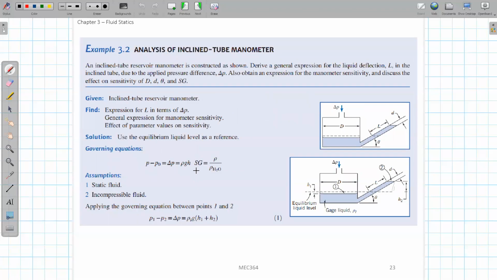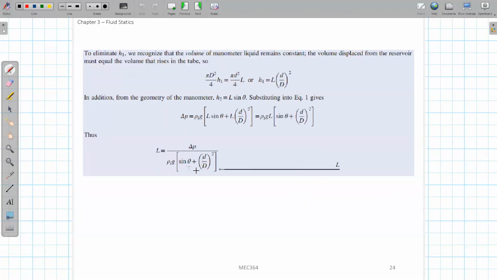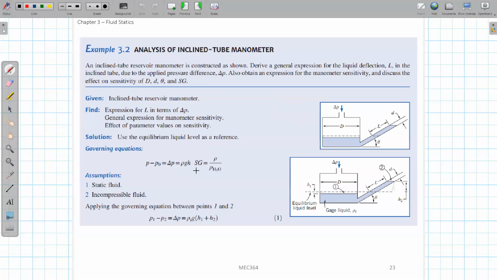So forget about this sensitivity. It's not required here. Any questions for this inclined manometer? Professor, we won't be tested on sensitivity? Yeah, just forget that part. That part is out of the scope of this class.